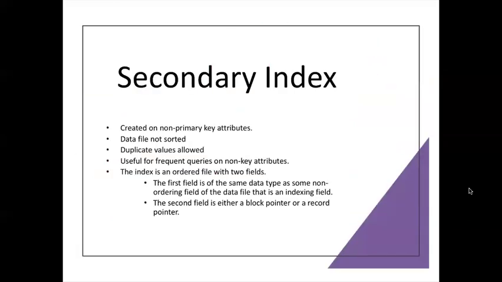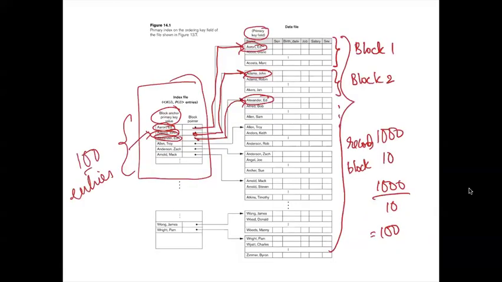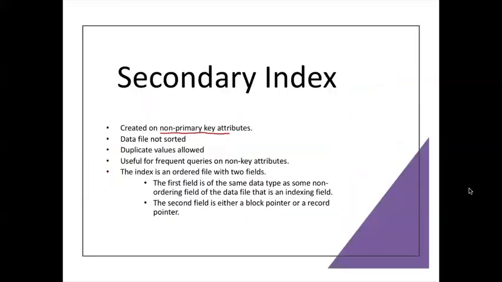Now coming to the next one. Other than the order in which the data is sorted in your file, you may also need to have certain secondary indexes. And these secondary indexes are created on non-primary key attributes. So they are not the primary key attributes. If name was the primary key in our example here, then I may want to sort the data according to, say, birth date or job or salary or anything like that.